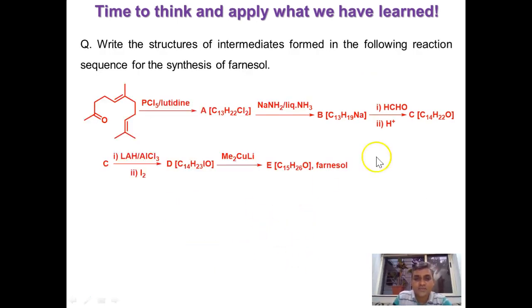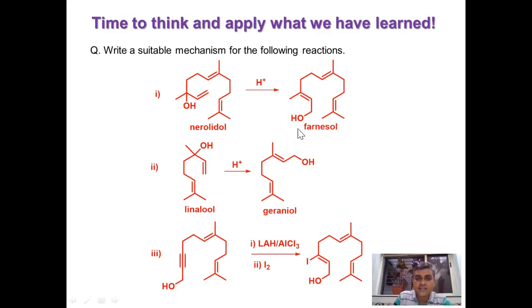Then another one is about the synthesis of farnesol. This is the E.J. Corey synthesis of farnesol. Here the reduction of propargyl alcohol using lithium aluminum hydride is involved. Therefore, this is also a very important reaction sequence. Students should undertake it as an exercise. And at the end, there are three mechanisms. Two of these are allylic rearrangements, nerolidol to farnesol and linalool to geraniol. Both of them involve a carbocation rearrangement, and the last one is related to the reduction of the propargyl alcohol by using lithium aluminum hydride.